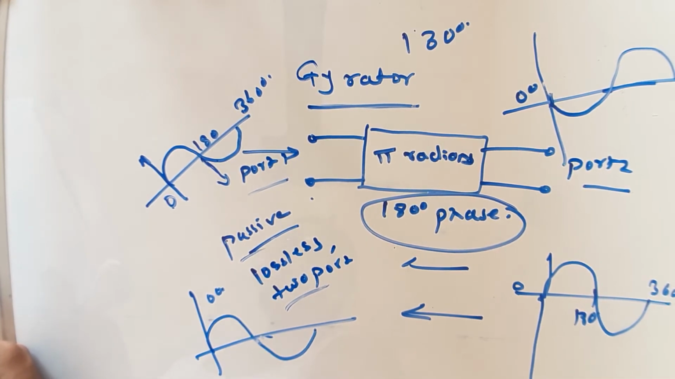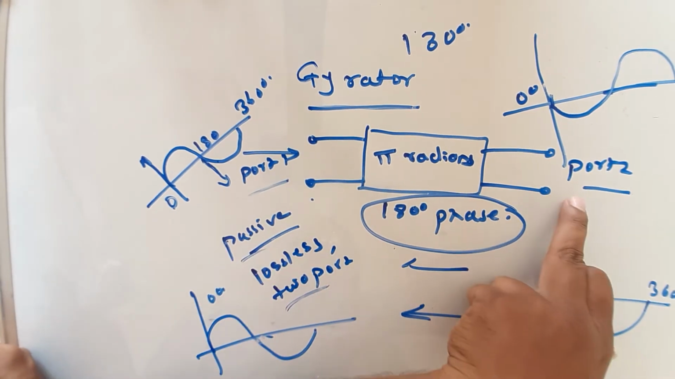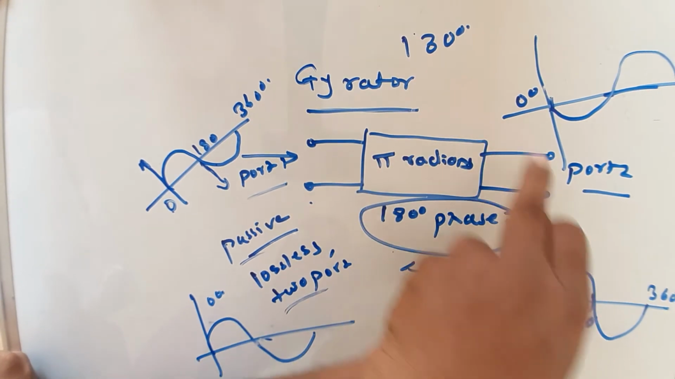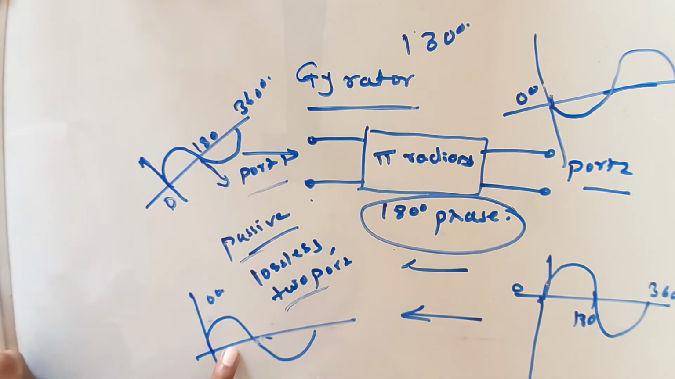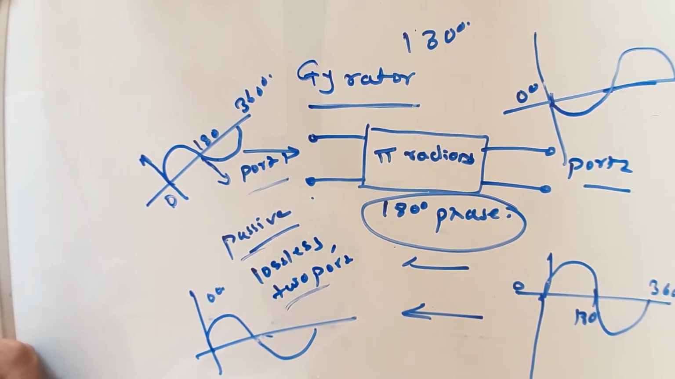Okay, so again I will explain: the signal transmitted from port 1 to port 2 will give the phase shift of 180 degrees, while the signal coming from port 2 to port 1 will give the phase shift of 0 degrees there. Okay, then what is the use of a gyrator?